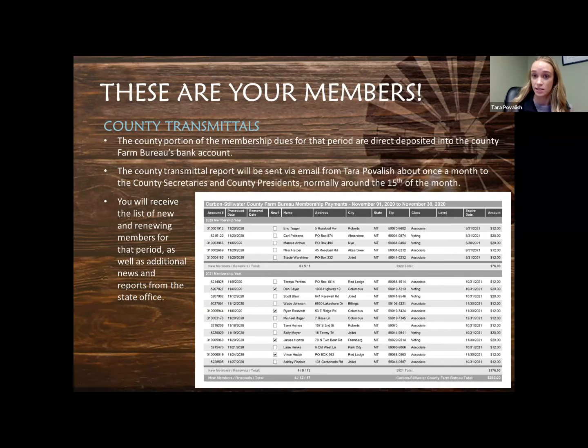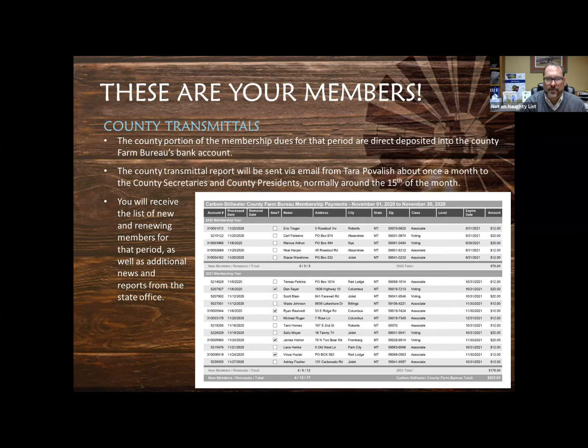And so we want to obviously stay up to date on those, because if you've got someone who's a farmer or a rancher in your county, you want to make sure that they know they're a voting member and that they have a vote at your county farm bureau. And then lastly, on the very end there, you can just see the number breakdown and exactly how much you're getting on each membership dues and the total.